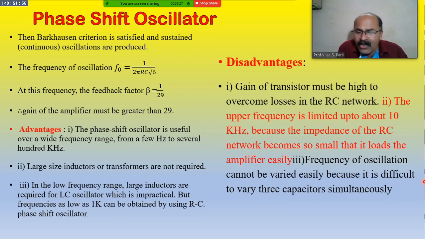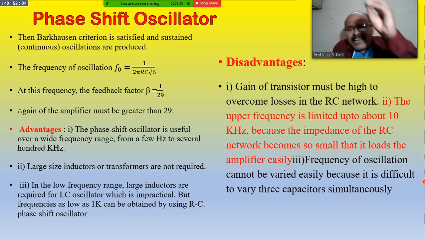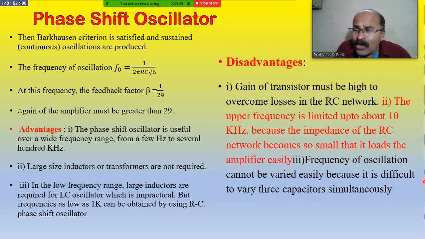Okay, and because of the impedance of the RC, you know that impedance is one type of resistance. What is the resistance of the resistor? R is the resistance of the resistor. What is the resistance of the capacitor? 1 upon C omega is the resistance of the capacitor. What is the resistance of the inductor? L omega is the resistance of the inductor. It means that impedance is one type of resistance.